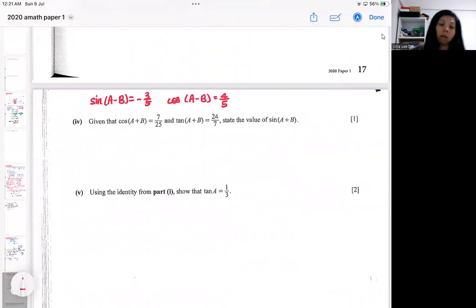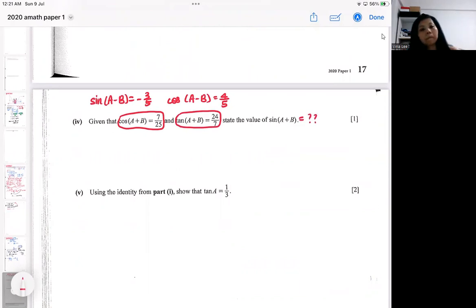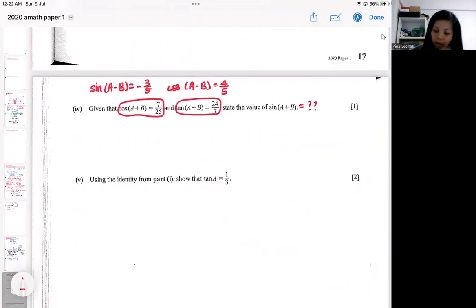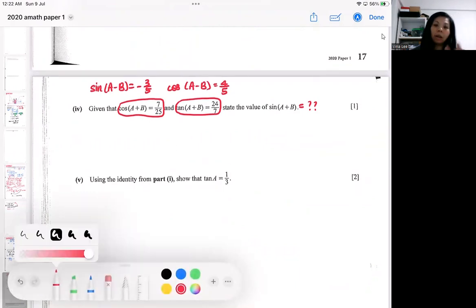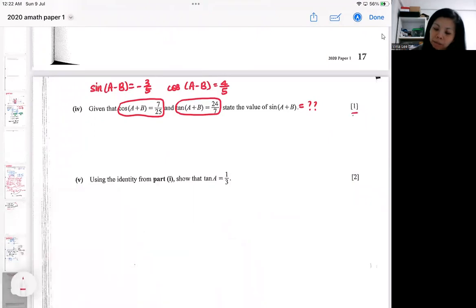Now they gave me a further piece of information, and my job is to find this. Okay, so maybe you'll be thinking, how am I going to find this? If you are staring at the list of addition formulas, you're actually not wrong, but that is only 1 mark. That means it's supposed to be quite direct. Yes. So you need to think of the formula for tangent.